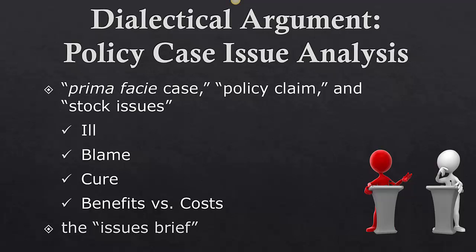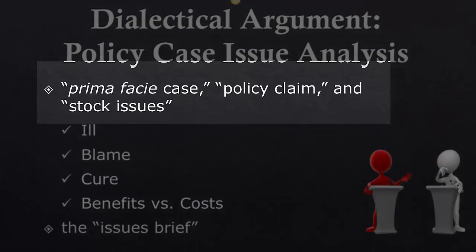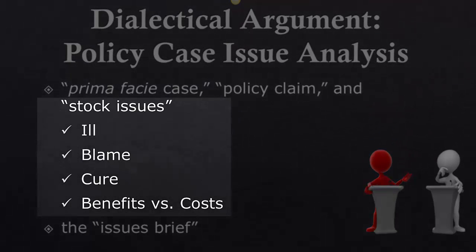In the first part of this series, we talked about how we can understand a policy controversy broadly by reviewing the concepts of a prima facie case, a policy claim, and stock issues. To sum up very briefly, in order for the advocate of changing a course of action to be able to justify overcoming presumption and meeting the burden of proof for implementing a new policy, they need to establish an extended argument, a case that on its face provides good and sufficient reasons for changing the status quo in four key stock issue areas: ill, blame, cure, and benefits versus costs.